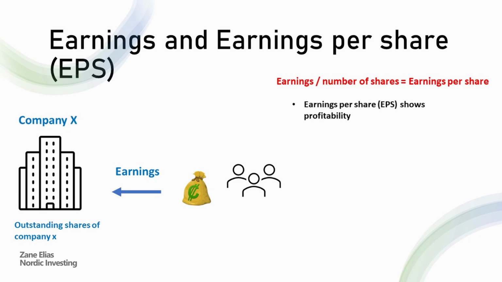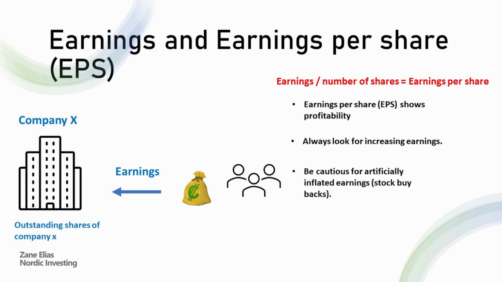Always look for businesses with earnings that is upward trending. However, you should be cautious about increases in EPS. Most of the time when you see an increase in EPS, it usually means that a business has become more profitable. But there are cases where earnings per share have artificially been inflated through, for example, stock buybacks. So always keep an eye out for earnings before earnings per share.